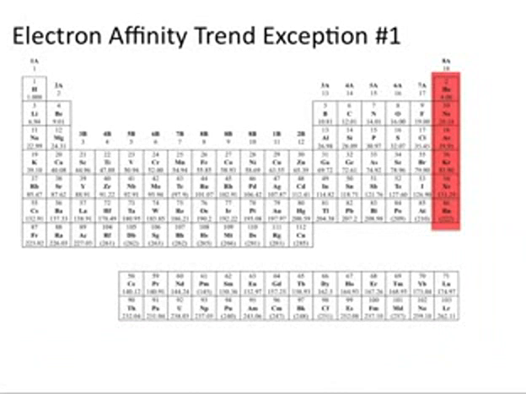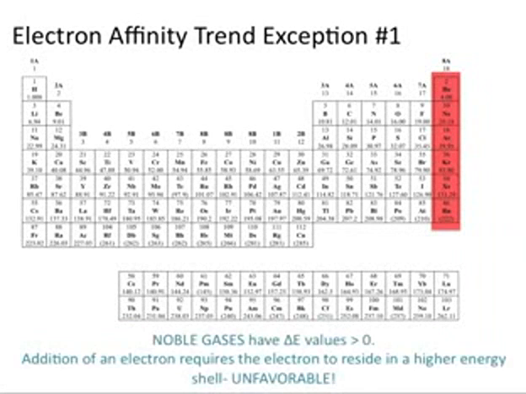The first exception is the noble gases. Remember that noble gases have completely filled shells, and so the addition of an electron requires that electron to reside in a higher energy shell, and this is an unfavorable reaction. And because of this, all of the noble gases have electron affinity values greater than 0.